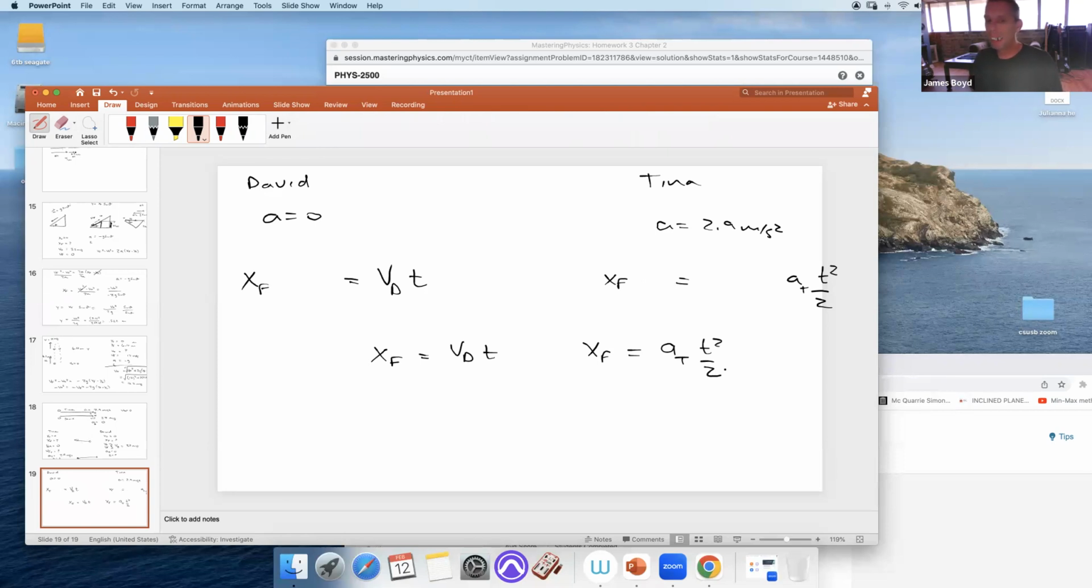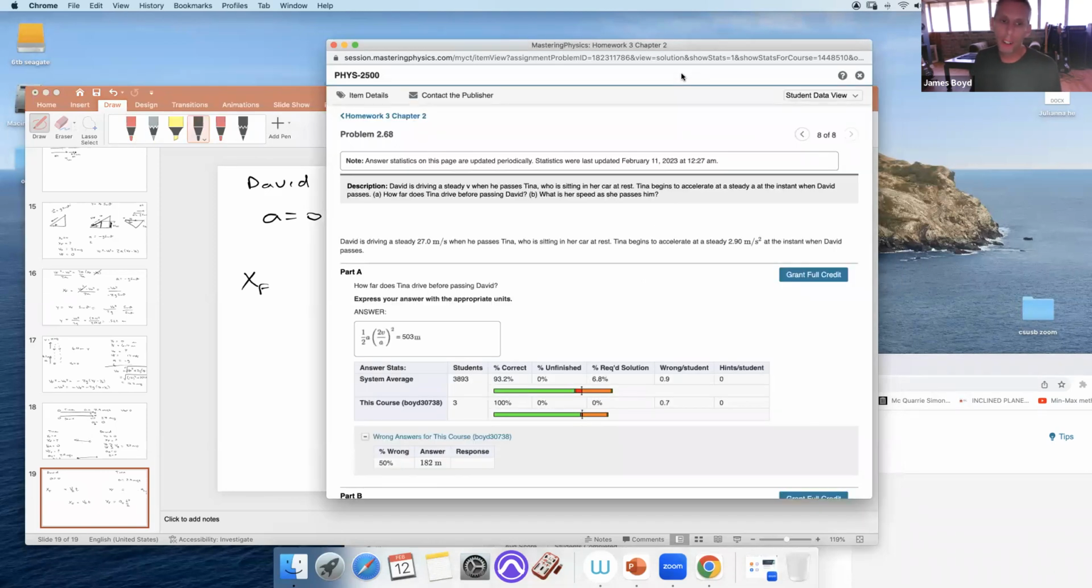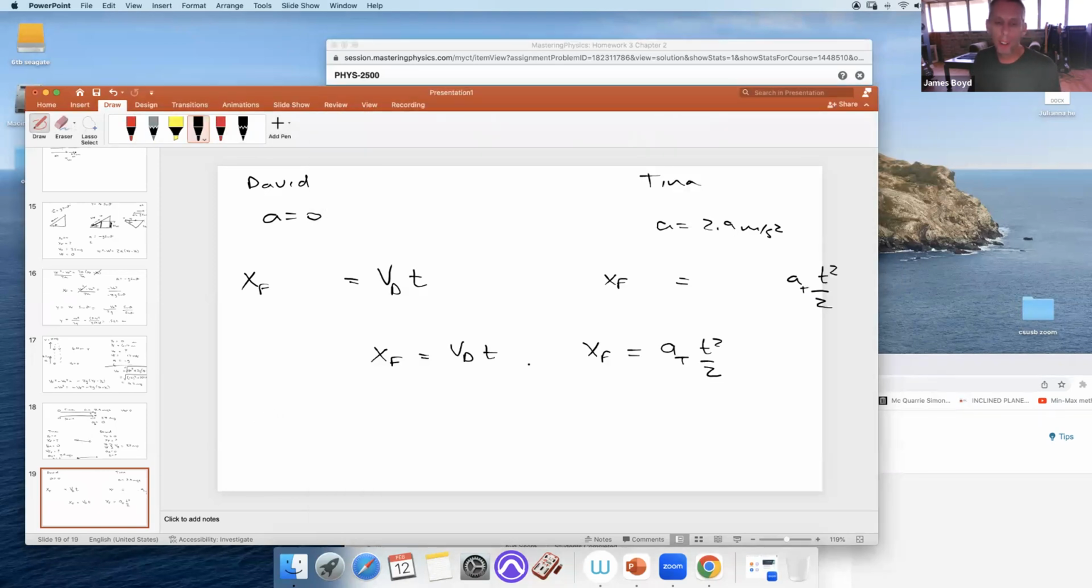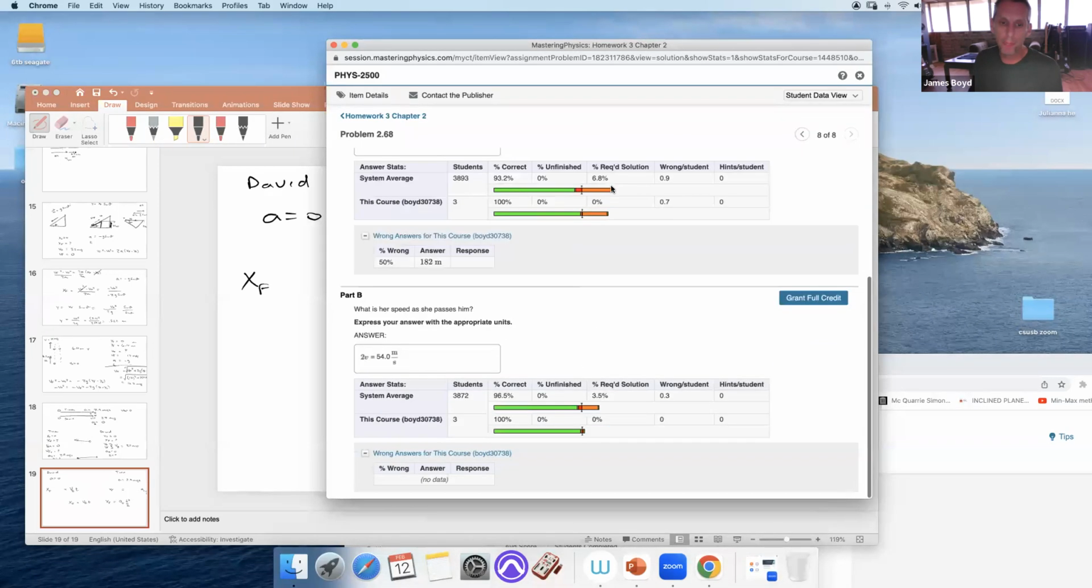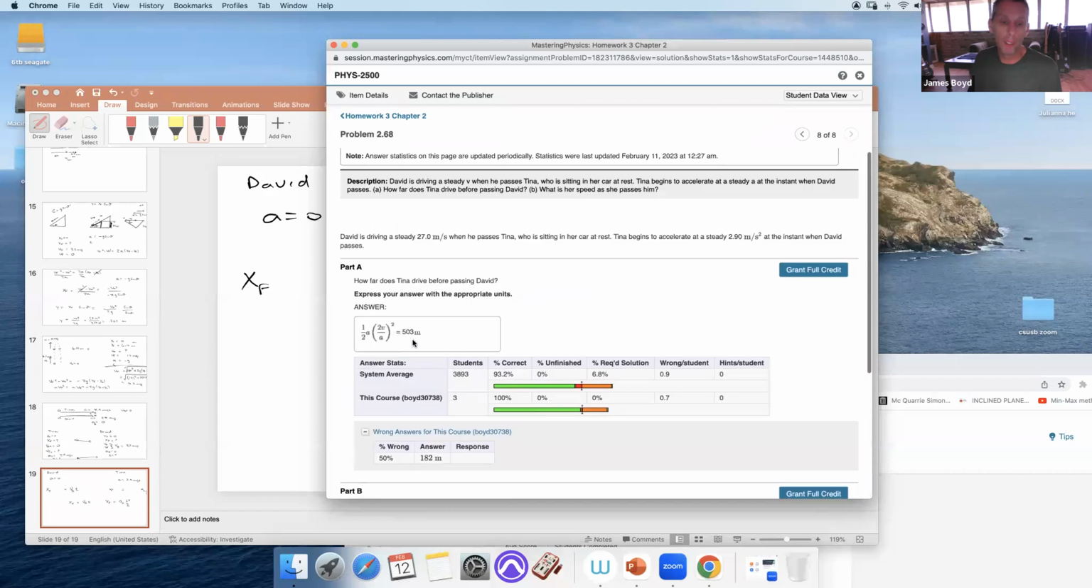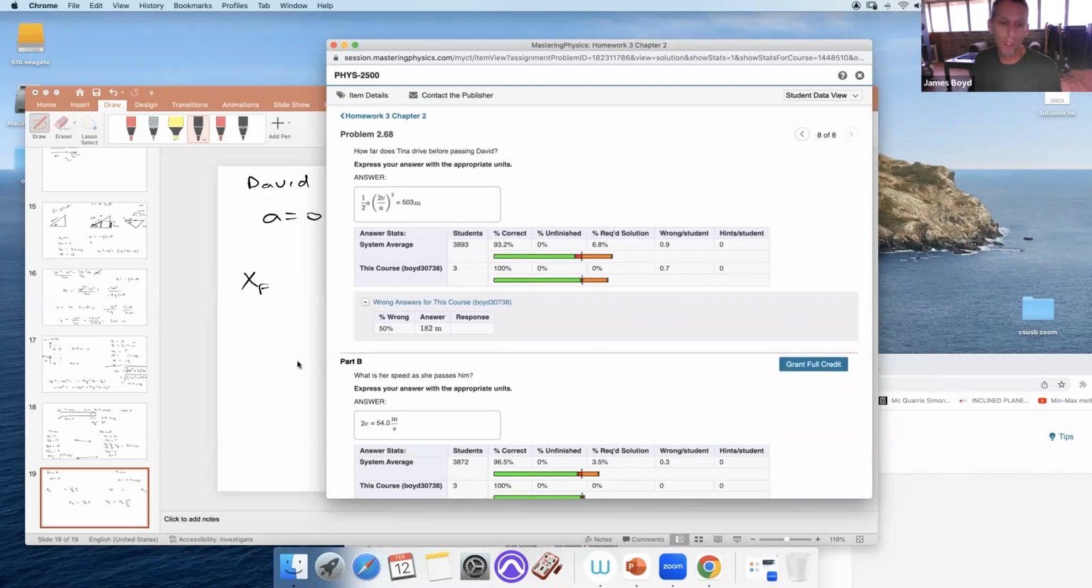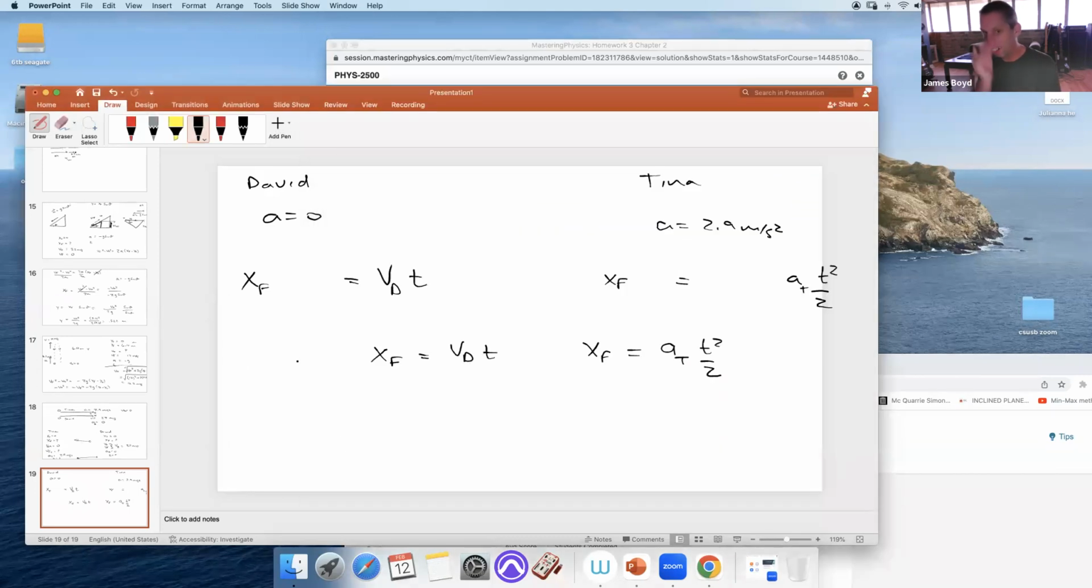So we can either find time or we can find x final. Now, one way you could do this is how far. So we just want to know x final. And then in the second part, we want to know her final velocity, and we'll find that in a minute. Okay, so we want to find x final. We basically want to solve this for T.